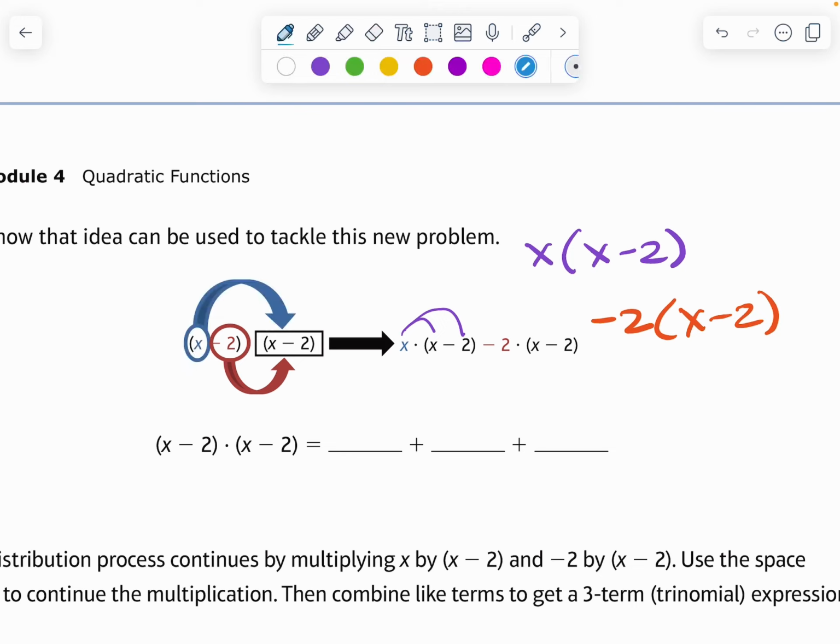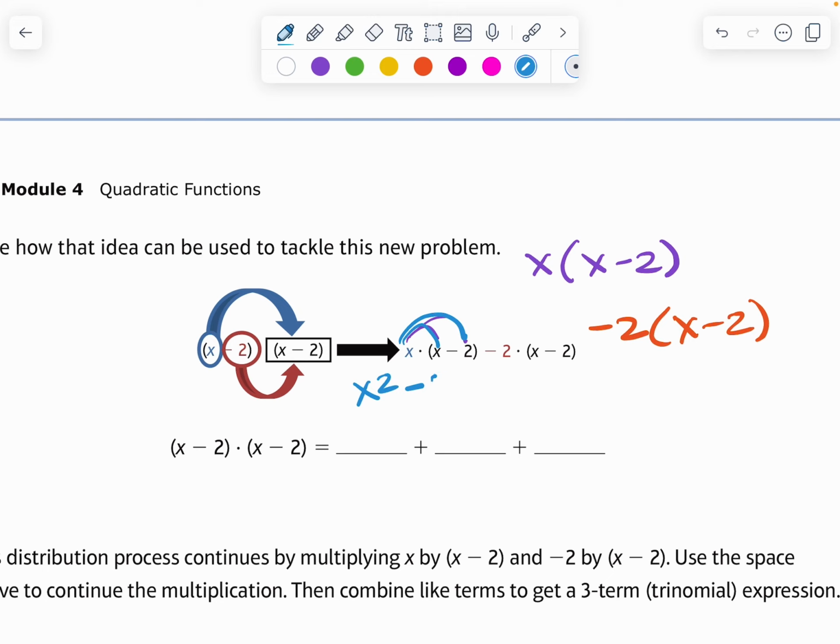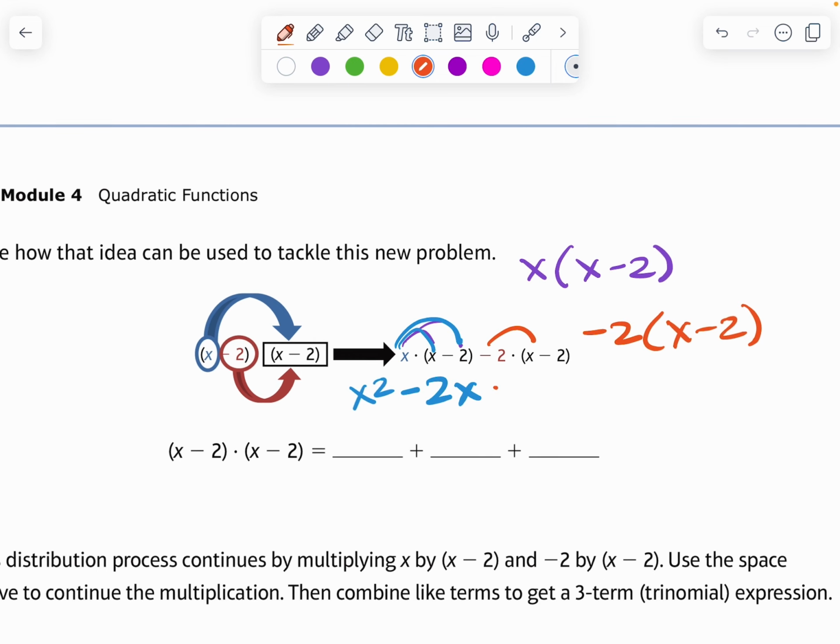So here we go. We have x times x, which is x squared. And x times a negative 2, that's a negative 2x. All right, now let's try the next part. A negative 2 times x is negative 2x. A negative 2 times a negative 2 is a positive 4. So that is our final answer, almost.